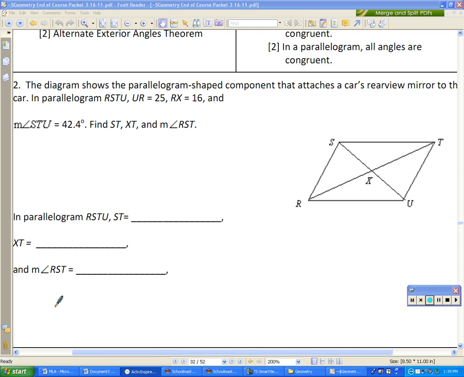All right? And then we also need to know the measure of angle RST. That's this guy right here. What's true about this angle and that angle? They add up to 180. So if you go 180 minus 42.4, okay, then you get 137.6 degrees. Okay?